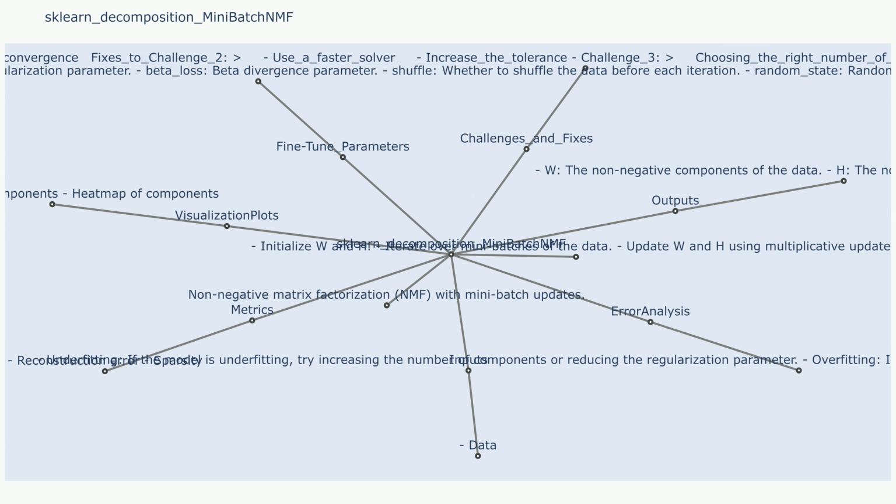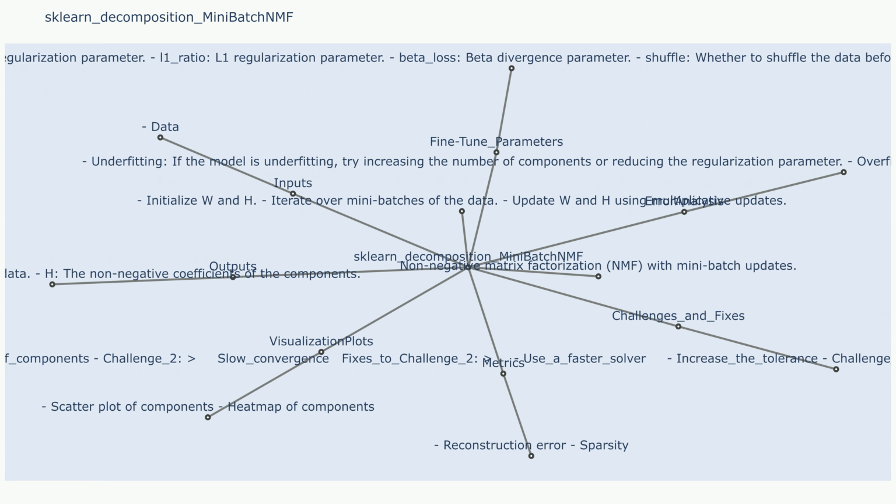Metrics. Reconstruction error. This is the difference between the original data matrix and the reconstructed data matrix. A lower reconstruction error indicates a better fit of the model to the data. Sparsity. This is a measure of how sparse the components matrix is. A sparser components matrix is often more interpretable and easier to understand.